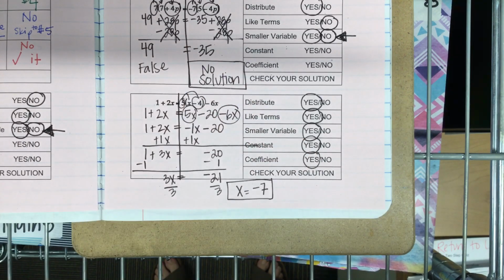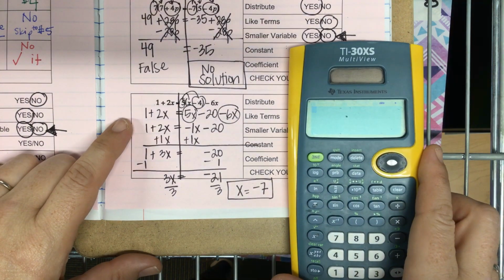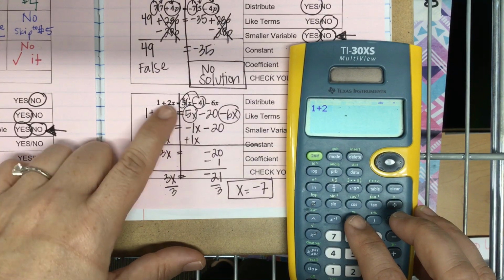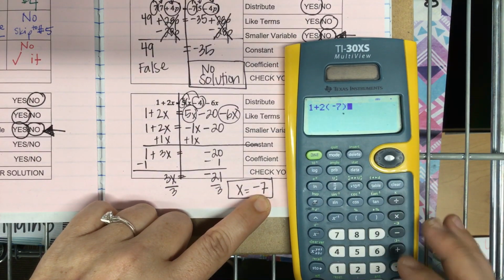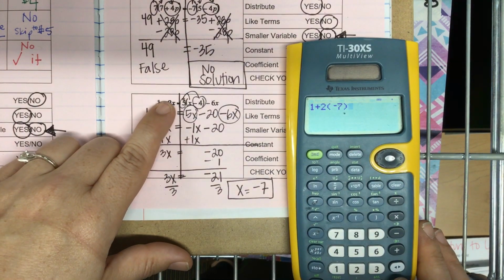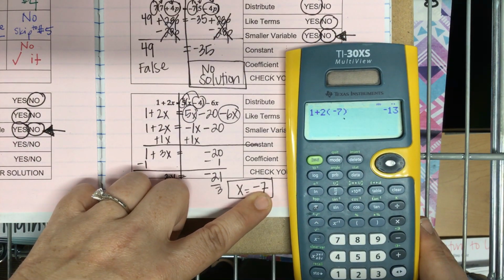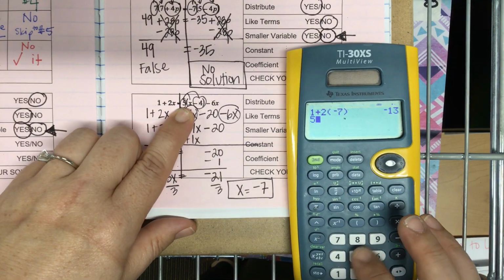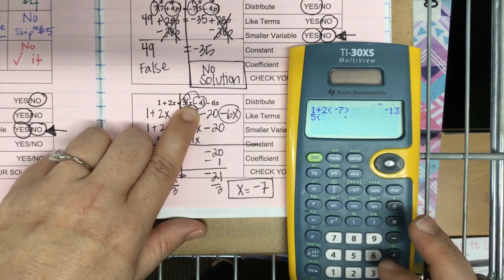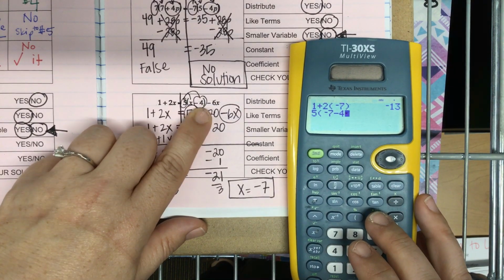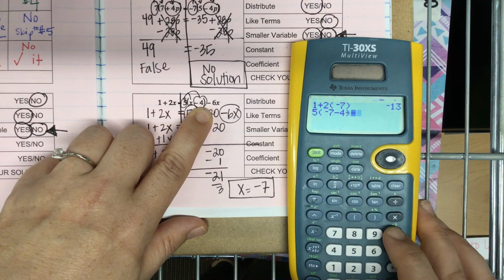1 plus 2x, so I'm going to do 2 times negative 7. 1 plus 2, and then instead of x I put negative 7. Then I'm going to go over here and I'm going to do 5 parentheses, and instead of x I'm going to put negative 7 minus 4, close parentheses, minus 6 times negative 7. And I get the same answer, so I know it's right.